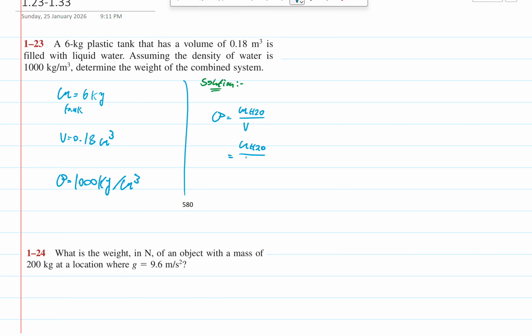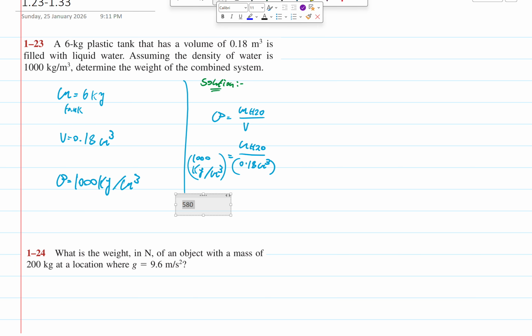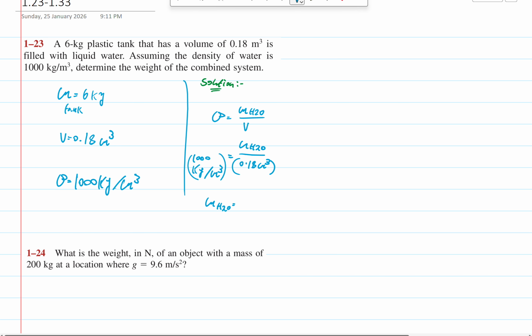The volume is how much? 0.18 meter cube. And I know the density is 1000 kilogram per meter cube. We'll factor that in. Gives me a value of the mass of H2O, which will equal 180 kilograms.